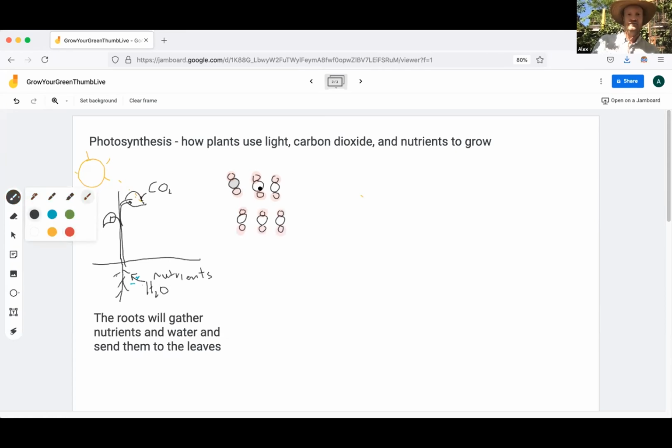And then black for my carbons. Okay, so there's our 6 carbon dioxide molecules. And now we're going to draw 6 waters. And so water is H2O. So we're going to have our oxygen in the center.